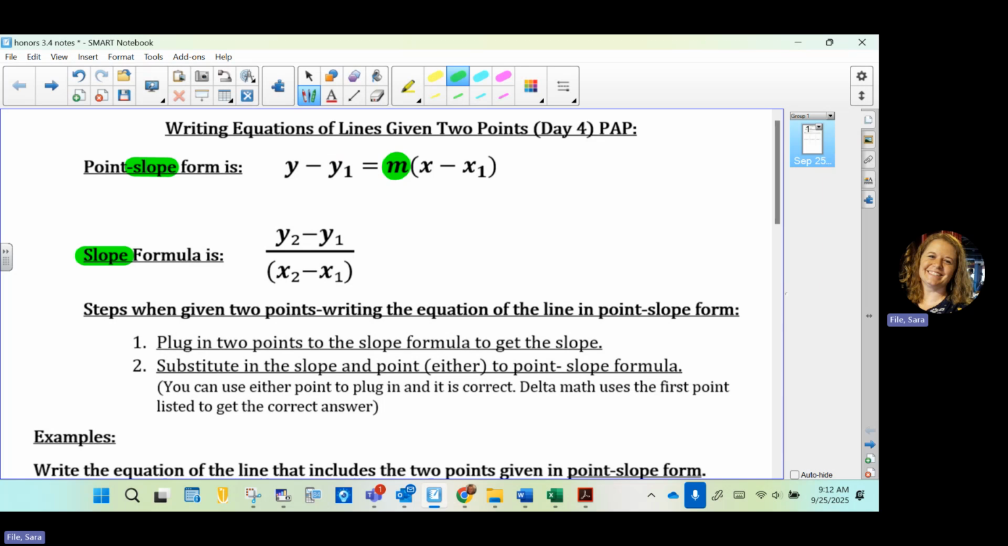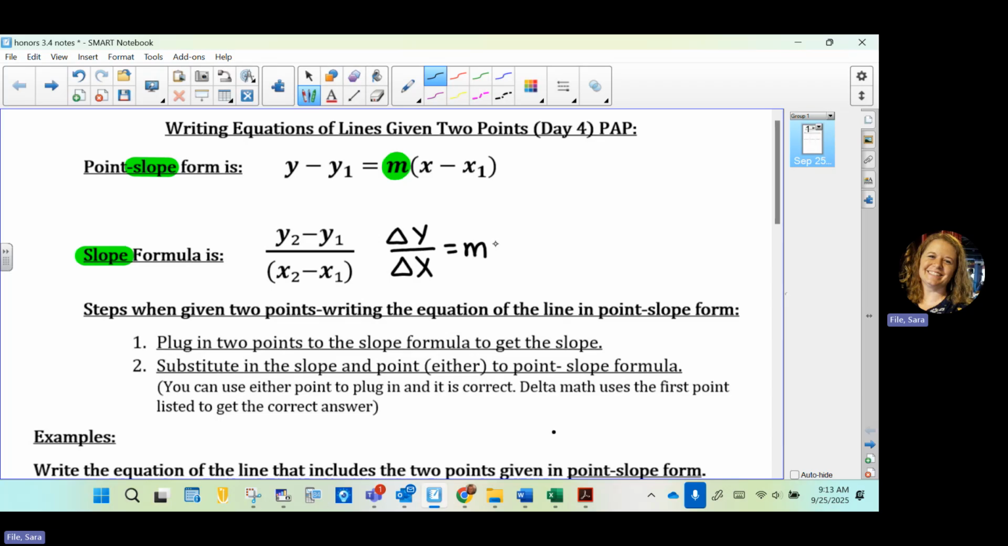Slope formula is that, remember, I think I said this in the first day, remember that delta symbol means change. So it's the change in y over the change in x. Okay, so it's just the difference in y's over the difference in x's. So if you have 2 points, that's going to be the first thing that you do, is you're going to find your m, find your slope.